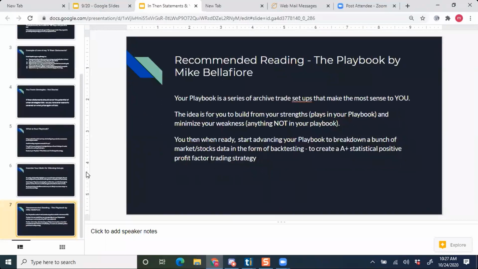Let's look at a recommended reading, because we can go through a presentation, but there's nothing like actually reading a book about this topic. It's called The Playbook by Mike Bellafiore. Your playbook is a series of archived trade setups that make the most sense to you. Not what makes the most sense to me, that's my playbook, but what makes the most sense to you.